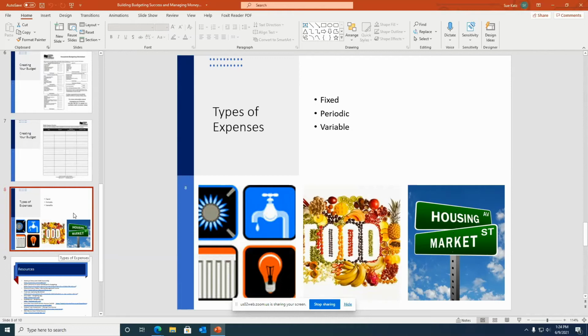And that leads to the last area of the budget, which are the variable expenses. Variable expenses are your food, your clothes, heat and electricity. These are the places that we can find the deepest discounts. And that's what I always push for.